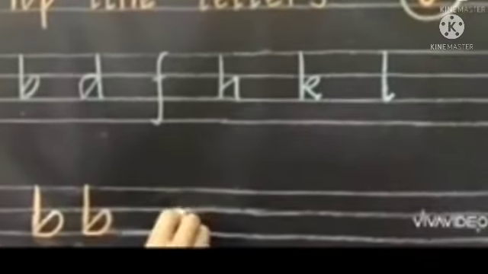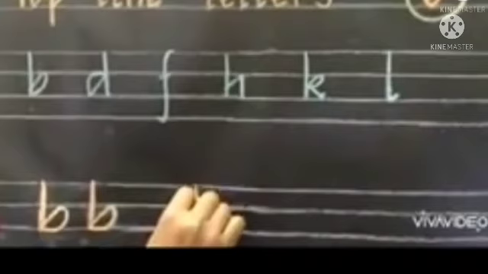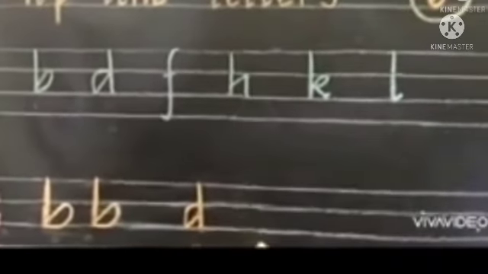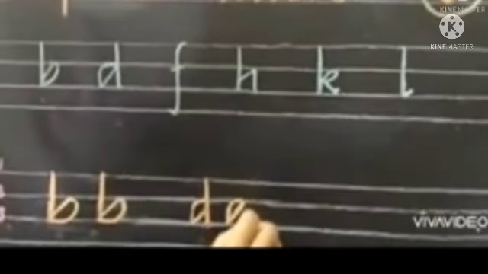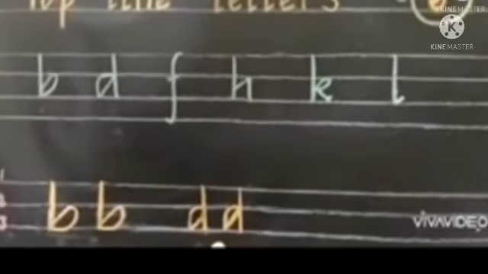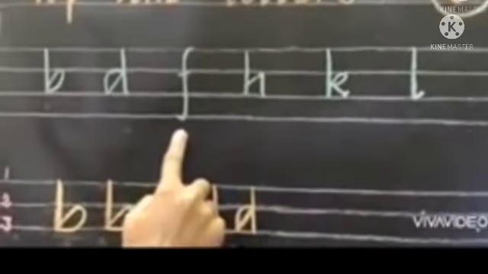Next letter is D. Just like O. And then a straight line makes D. Once again, children, just like O. And then a straight line makes D. D.